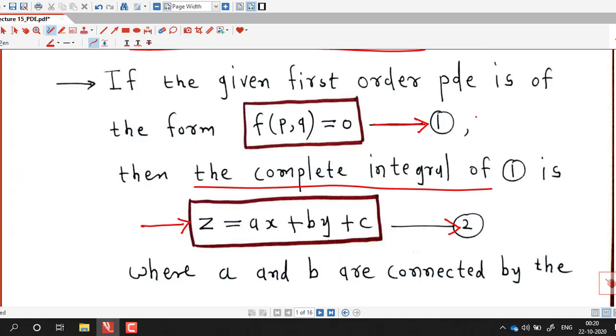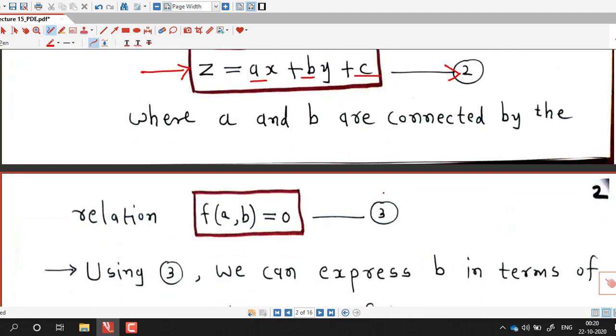Now in this equation 1, the independent variables are x and y. So there are only two independent variables, and by the definition of complete integral, the number of independent variables and the number of arbitrary constants must be the same. Here we have 3 arbitrary constants, but we require only 2. So to remove one arbitrary constant, we substitute small p equal to small a and q equal to b in equation 1, and we obtain f(a, b) = 0.